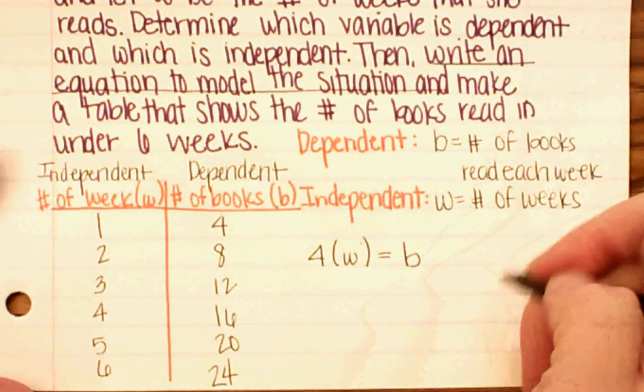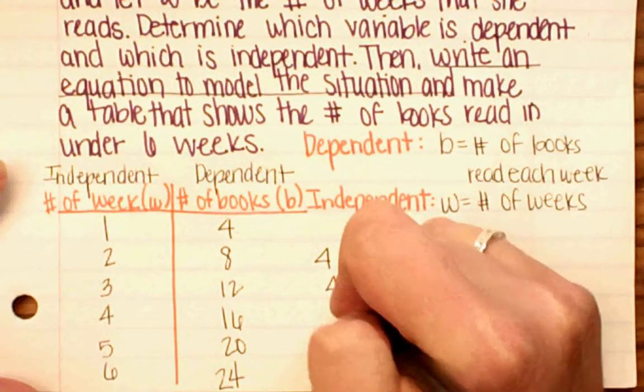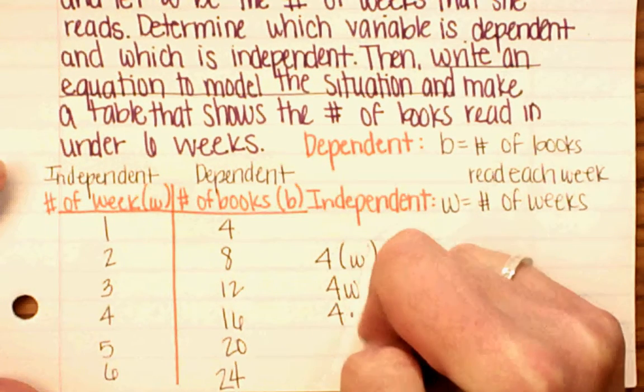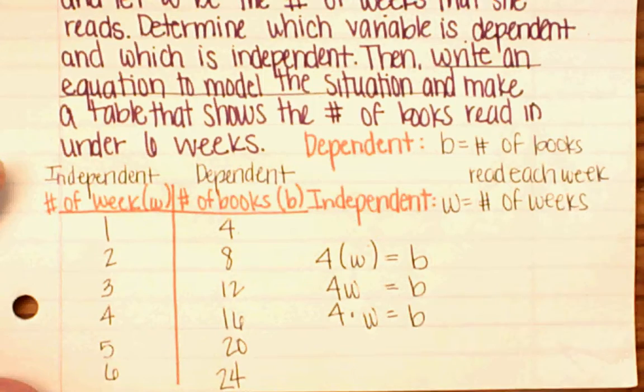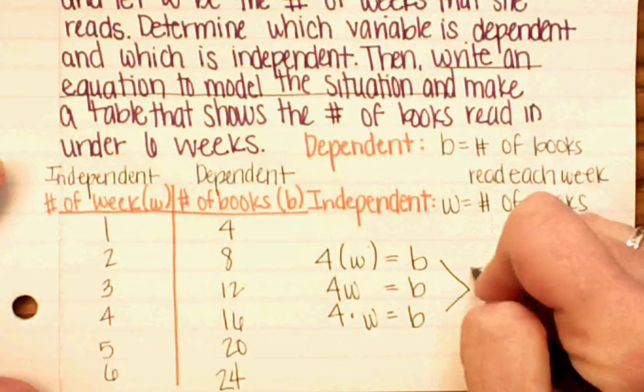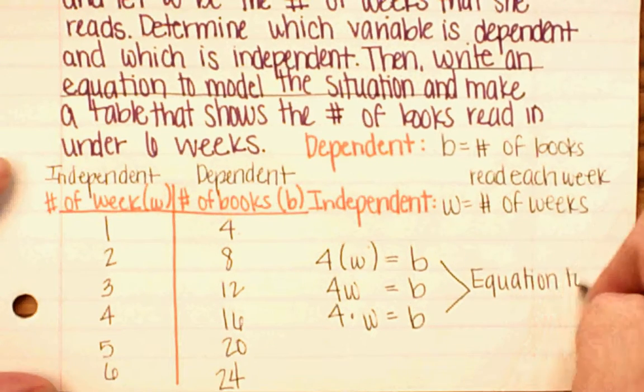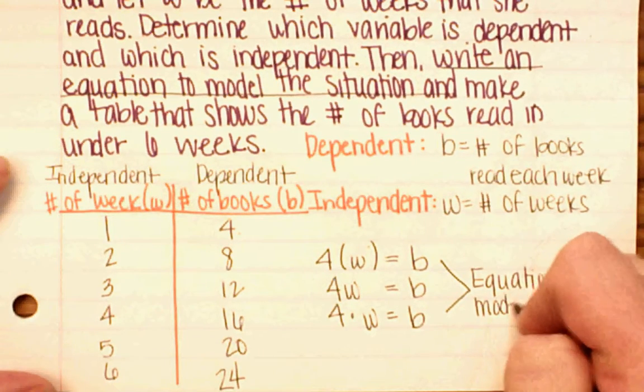You know, there's other ways you can write this. You could write 4W like this, or you can write 4 times W equals B. They're all the same. So this is the equation to model the situation.